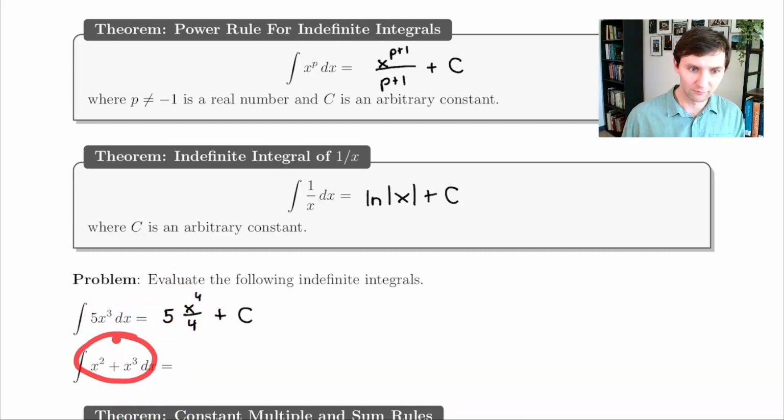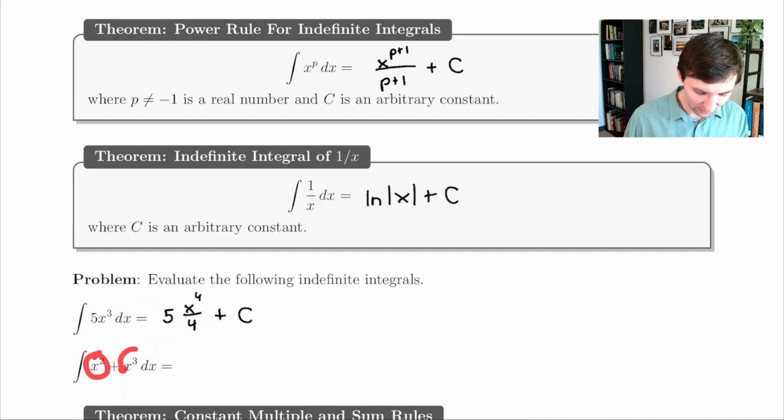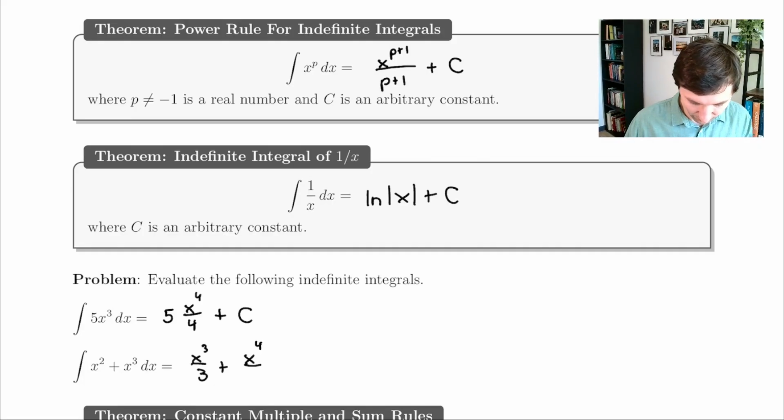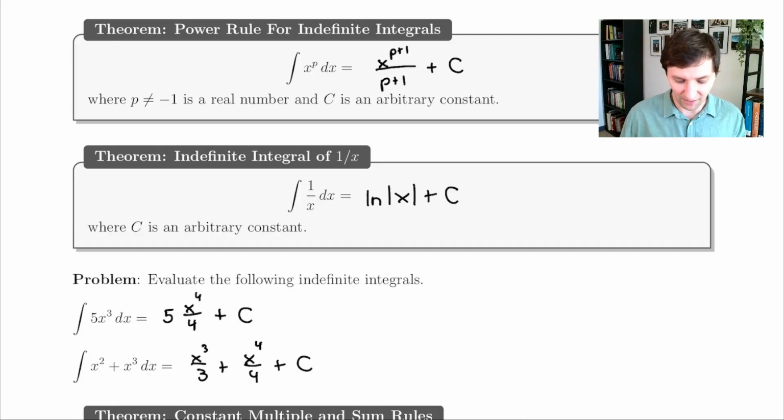What about here? I will simply take antiderivatives of each expression. Antiderivative of x squared is x to the third power over 3. Antiderivative of x to the third power is x to the fourth power over 4. And I will add c at the end. And I can again verify that my answer is correct.